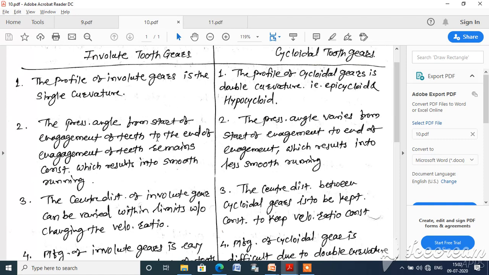The first point: the profile of an involute gear is single curvature, whereas the profile of a cycloidal gear is double curvature, as we have seen. Next, in the involute profile, the pressure angle from the start of engagement of teeth to the end of engagement remains constant, which results in smooth running. Whereas in cycloidal, the pressure angle varies from start of engagement to the end of engagement, which results in less smooth running.